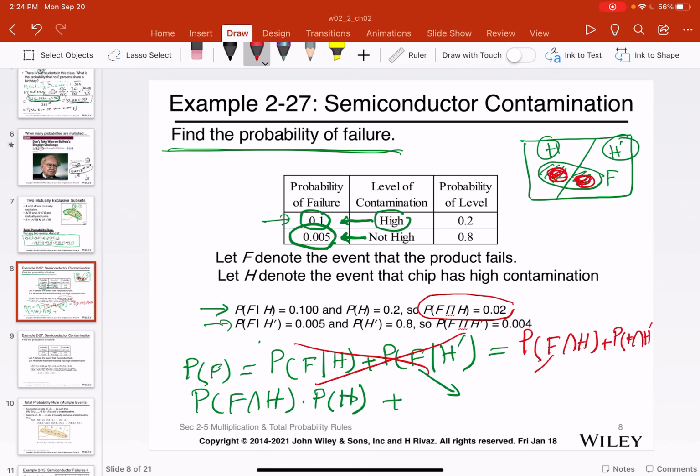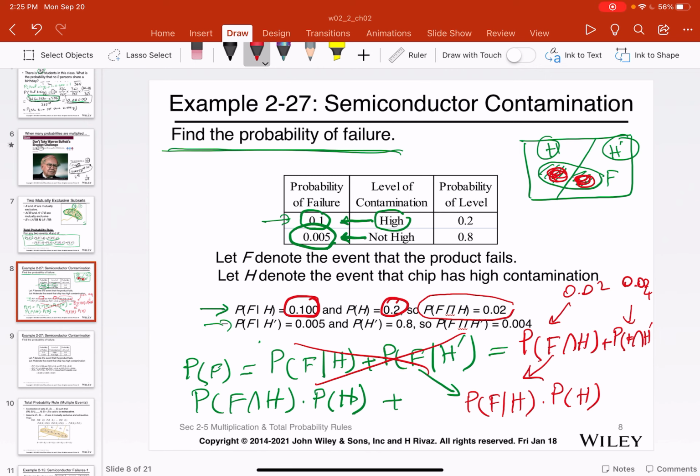So now P of F and H is going to be P of F given H times the probability of H, right? So here P of F given H is 0.1. P of H is 0.2, and the product of these two is going to be 0.02. So this one here is 0.02, and the next one is going to be 0.004, right?